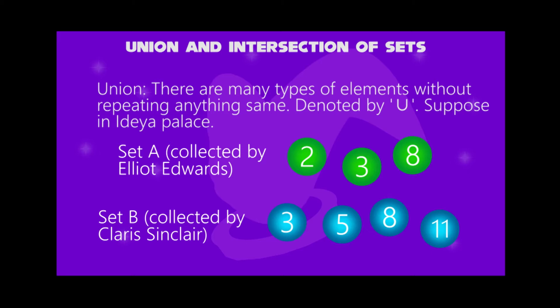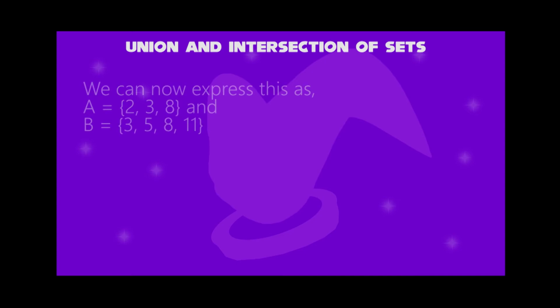Then what do you see? We have to find the union of sets. We are not dependent on any color yet, but to find all the numbers. Set A has 3 elements, 2, 3, and 8. And set B has 4 elements, 3, 5, 8, and 11. Then the union of A and B equals 2, 3, 5, 8 and 11.